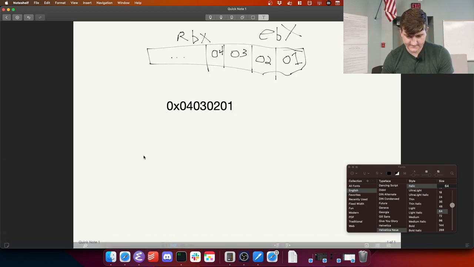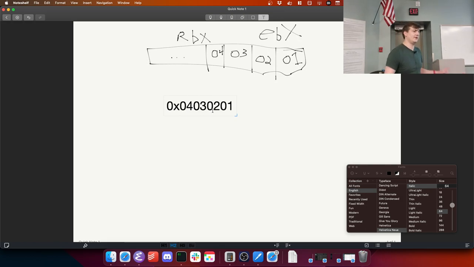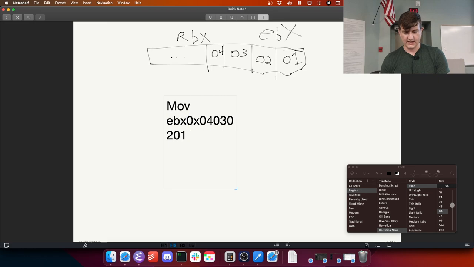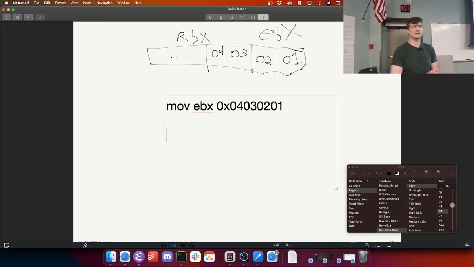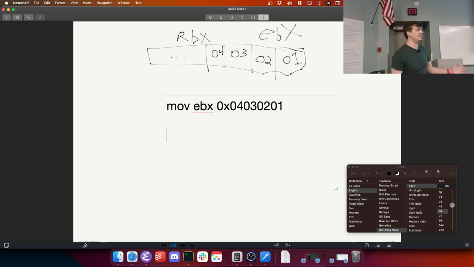All right. Cool. Okay, so this is the value inside EBX. Everyone agree? Okay. Now we have some instruction. So let's say we just did a move into EBX. Okay, so we're moving that value into EBX, so now we know that value has to be in EBX. We also know, because of stuff that we've looked at, that if you move something into a 32-bit register like EBX, it zeroes out the upper bits of RBX, but that's not relevant right now. I just wanted to remind you of that.